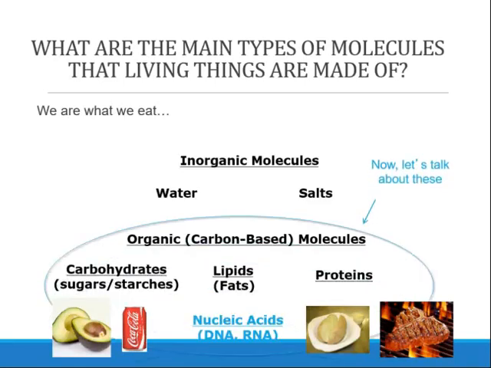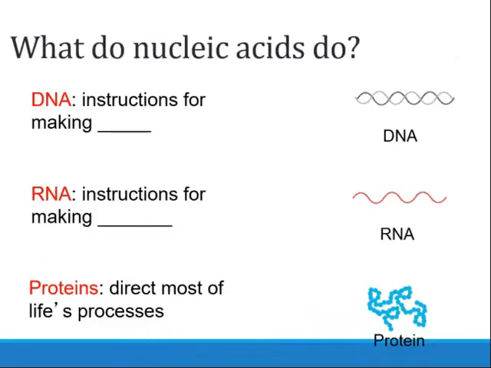So moving on, next we'll talk about nucleic acids. So what do nucleic acids do? DNA provides the instructions for making us, living organisms. RNA provides the instructions for making proteins. Proteins are what direct most of life's processes. So we have genetic information, instructions for making living organisms, and then we have RNA, which provides instructions for making proteins. And again, these proteins are important because they direct our life's processes.